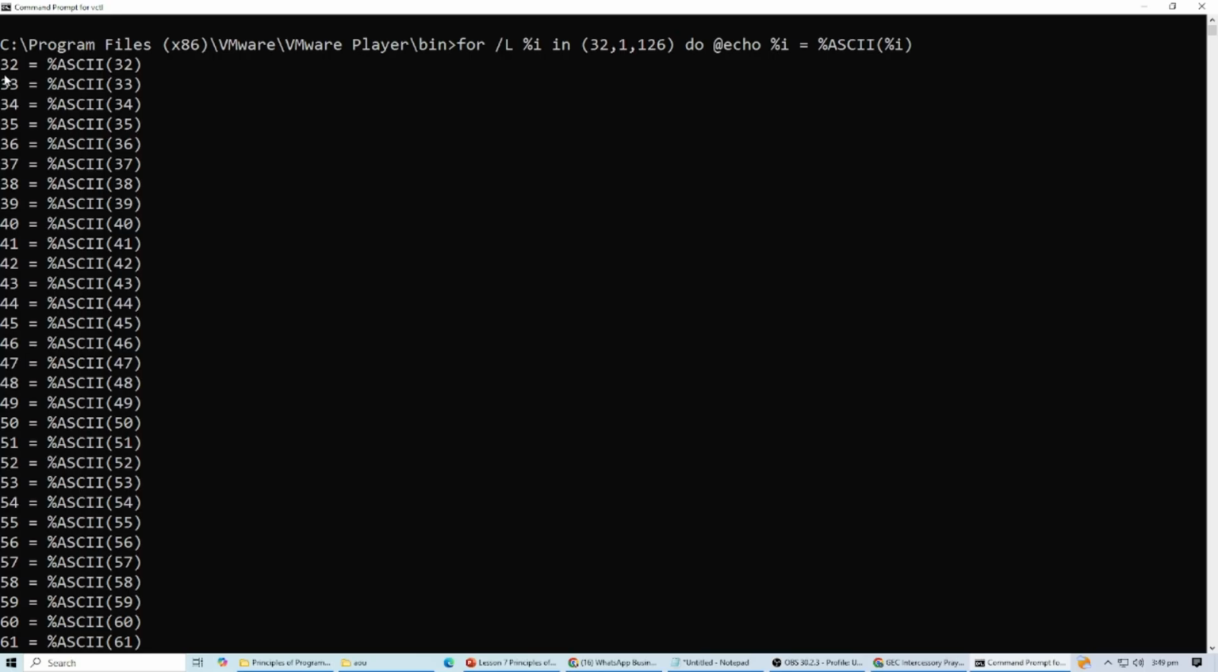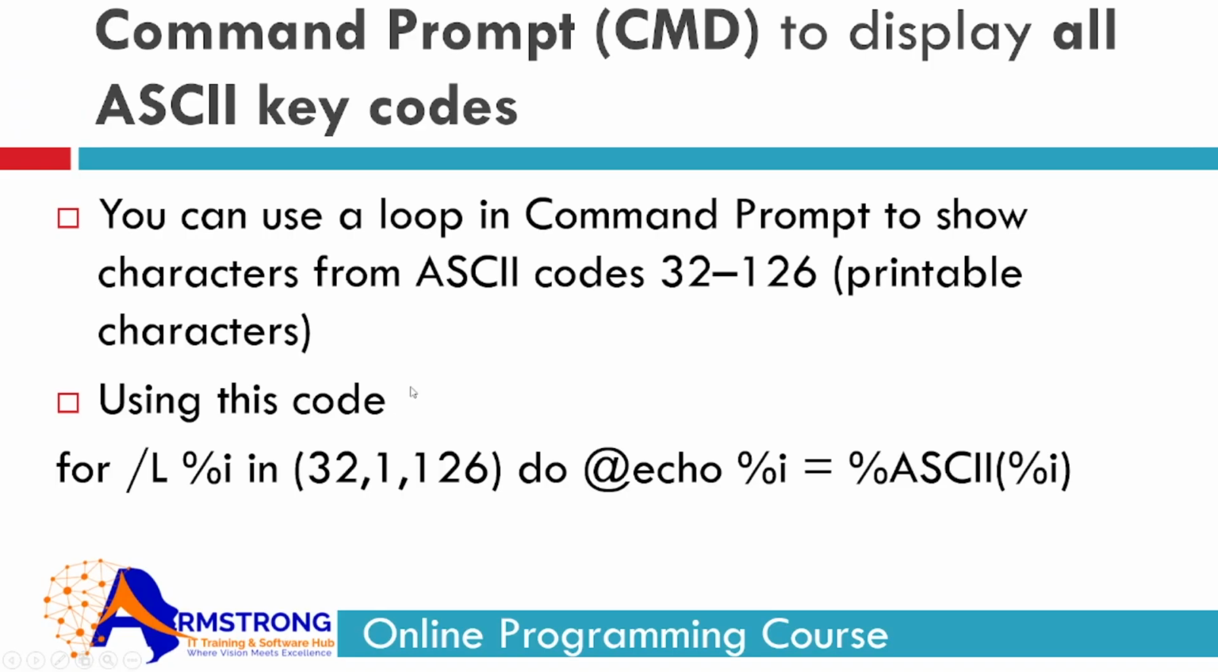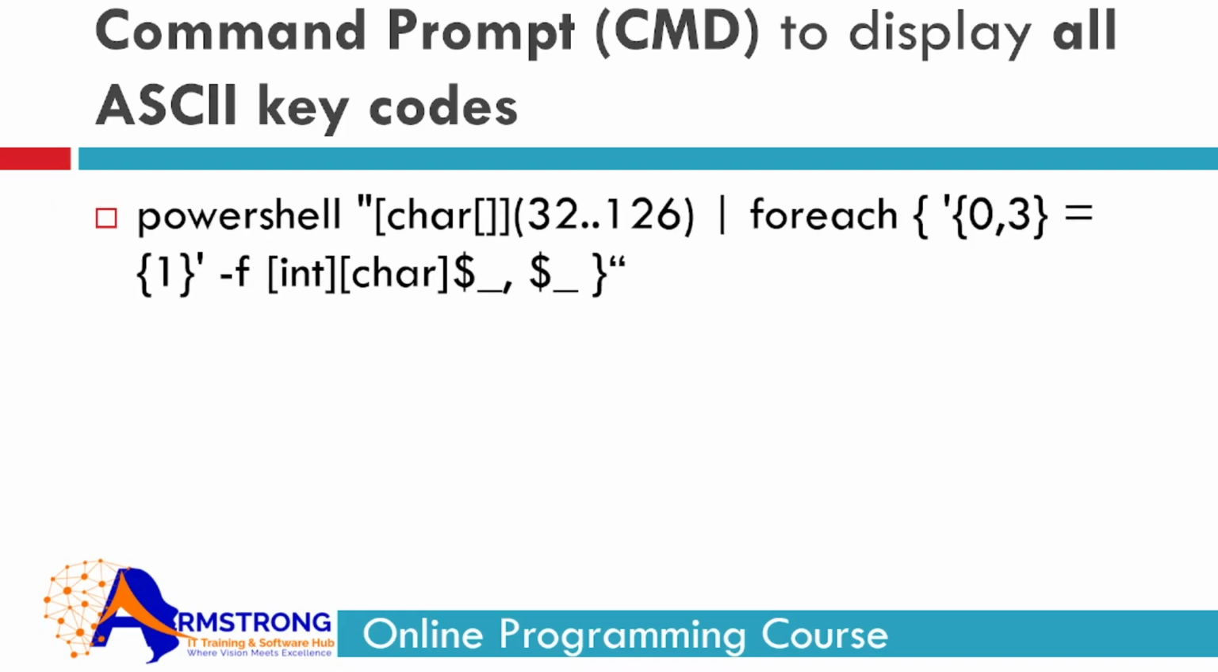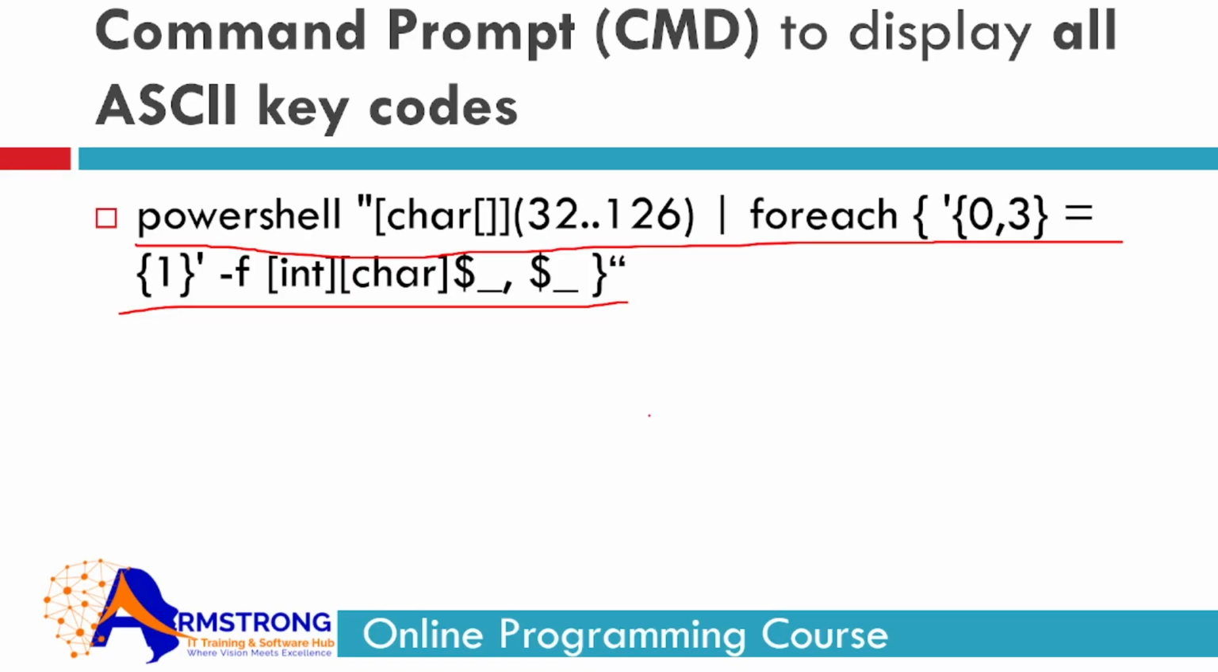But in case you want to know the alphabet and their ASCII code, as you can see on your screen, you must use this command. When you use this command in the command prompt, it will display the ASCII code and the character that represents any ASCII code that you see on your keyboard.